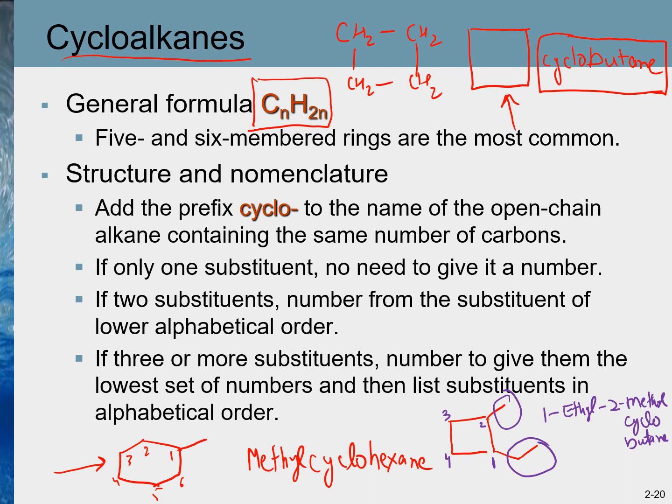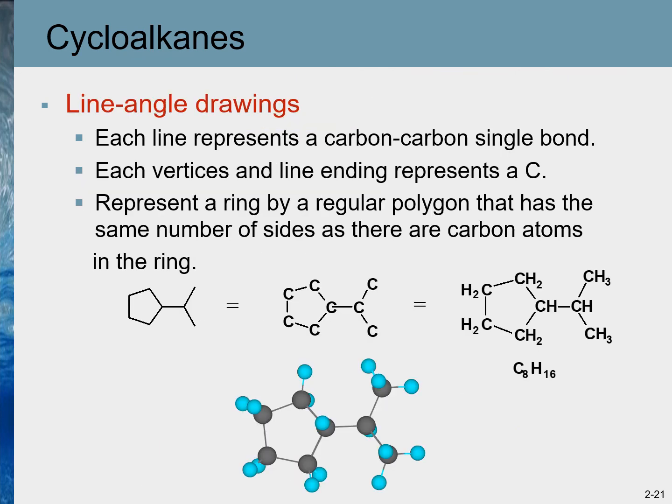If there are 3 or more substituents, then we number the ring so as to give the substituents the lowest set of numbers, and we list them in alphabetical order. As I mentioned earlier, cycloalkane structures are preferably shown as a line angle drawing. So this gives you an example of a cyclic compound with a 5-member ring. We represent cycloalkanes by a ring of a regular polygon that has the same number of sides as there are carbon atoms in the ring.